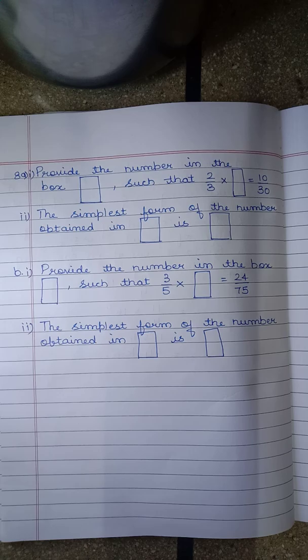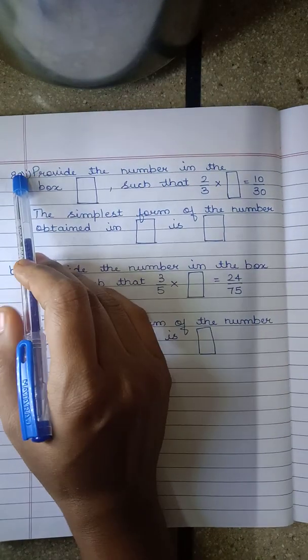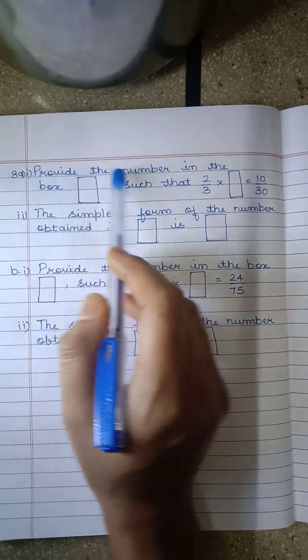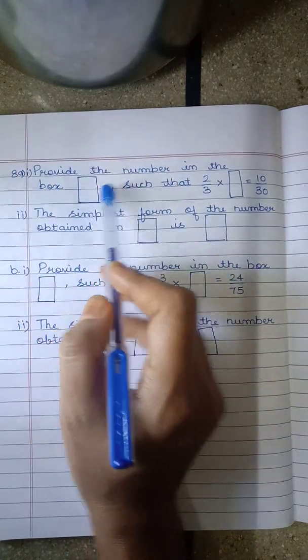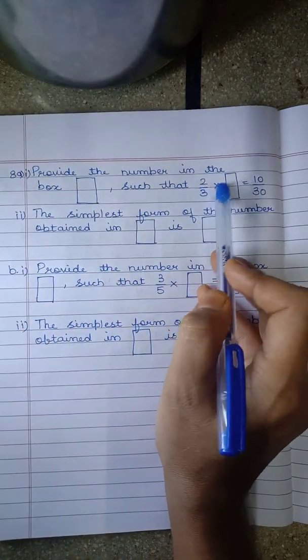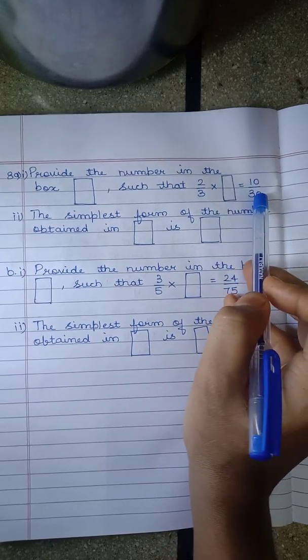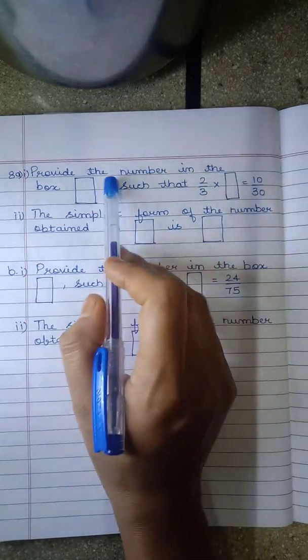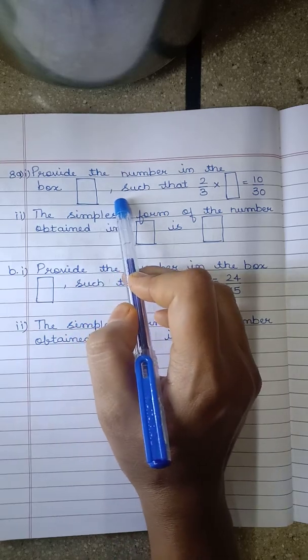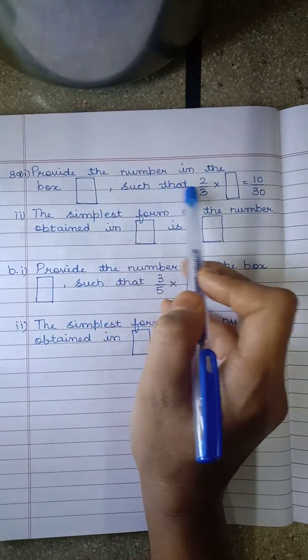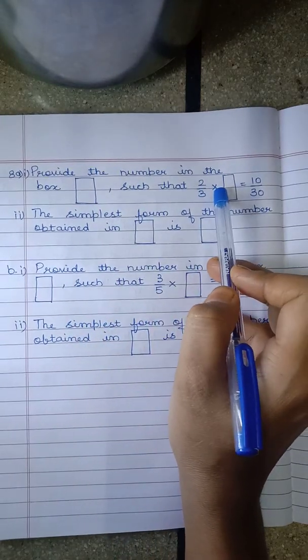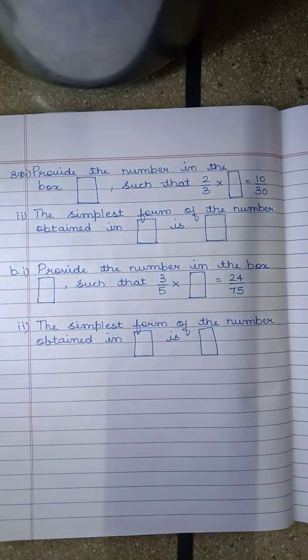Now coming to the last question of the exercise, the 8th one. 8th one, A part, first one. Provide the number in the box such that 2 by 3 into dash is equal to 10 by 30. So provide the number in the box, this box, such that 2 by 3 into dash is equal to 10 by 30.